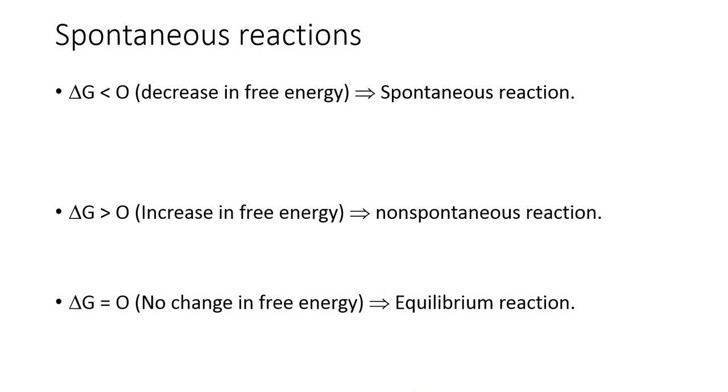Now let's look at G again. We said delta G is equal to delta H minus T delta S.